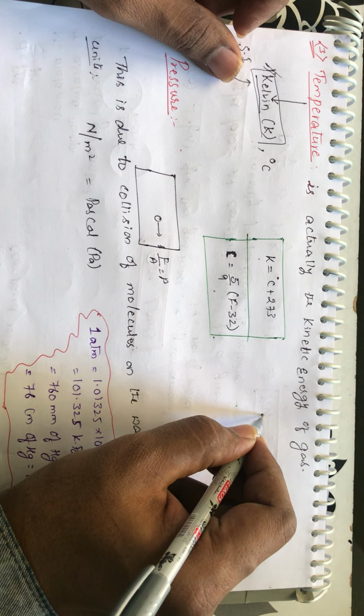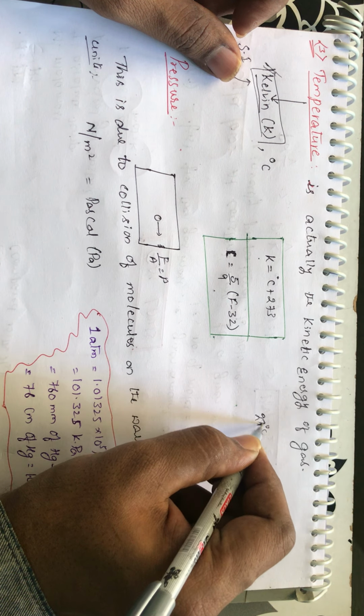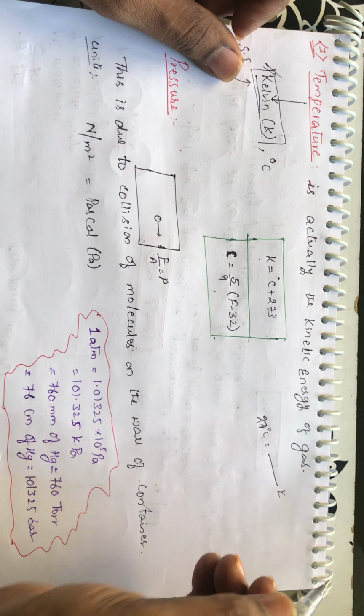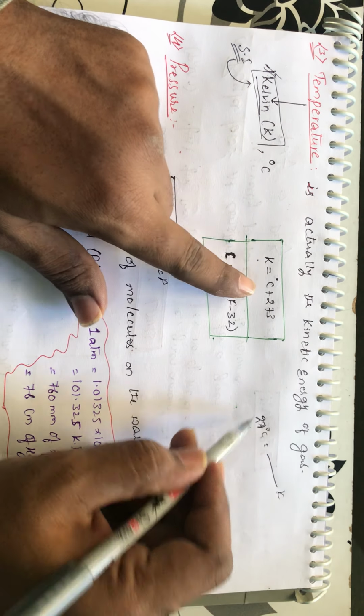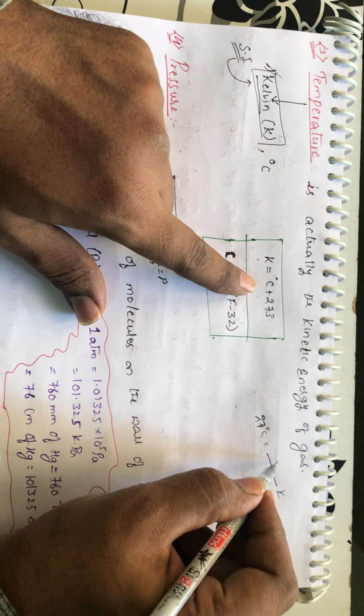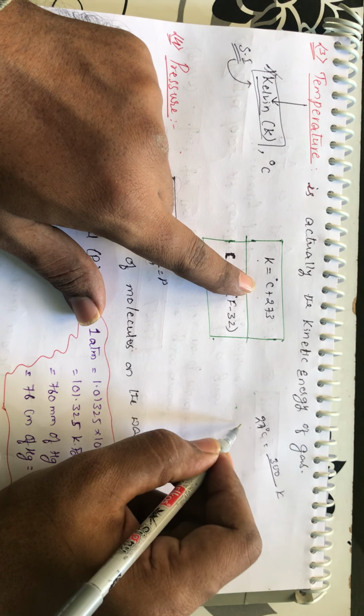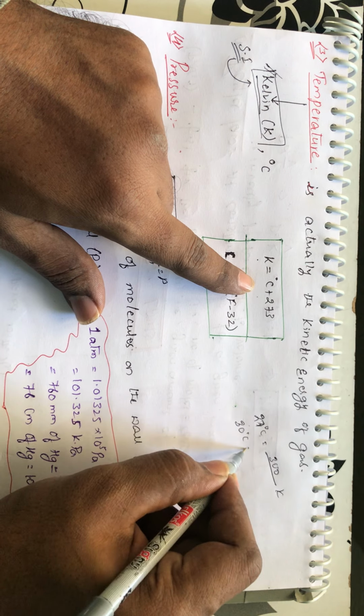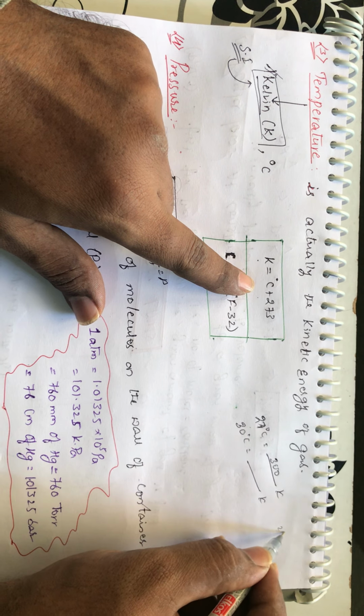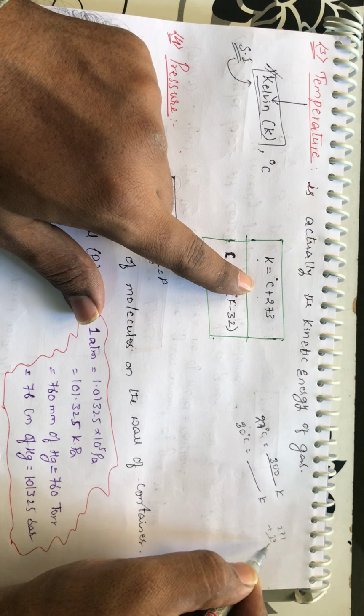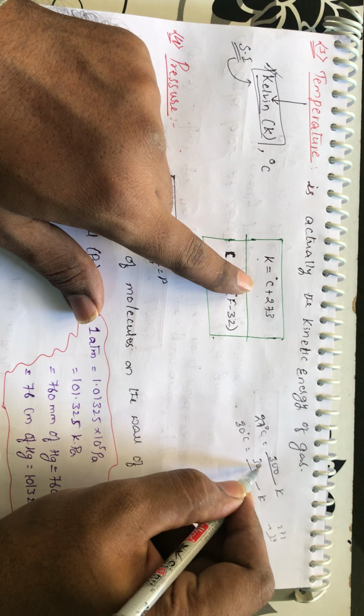Suppose I say 27 degree centigrade, what will be the value in Kelvin? It is 27 plus 273, so it becomes 300 Kelvin. Suppose I say 30 degrees centigrade, how many Kelvin will it be? It is 273 plus 30, so it will be 303 Kelvin.